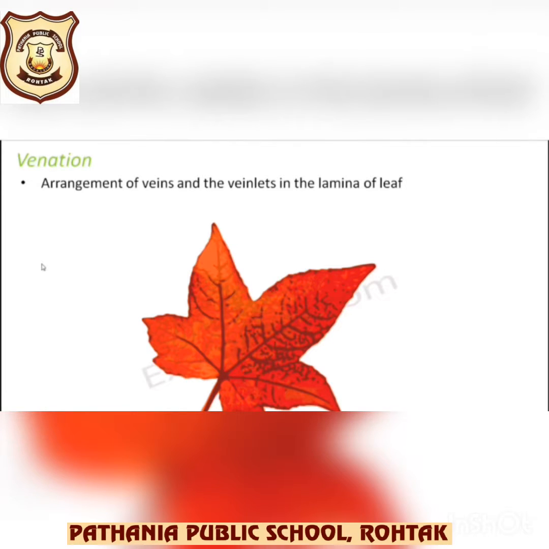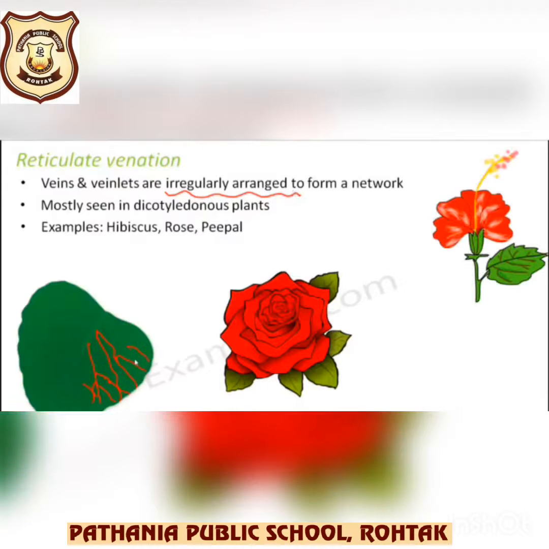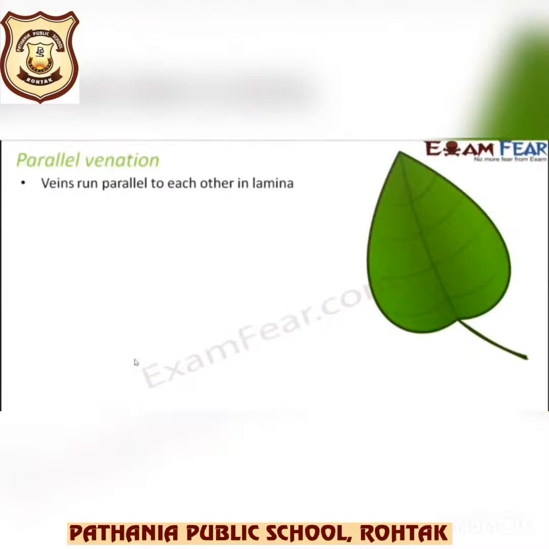There are two main types of venation. These are reticulate venation and parallel venation, right? So there are two types, reticulate and parallel venation. In reticulate venation, the veins in a leaf occur in an irregularly arranged way to form a network. So it shows a net-like design, mostly seen in dicotyledonous plants like hibiscus, rose, peepal. As you can see in the picture of reticulate venation.